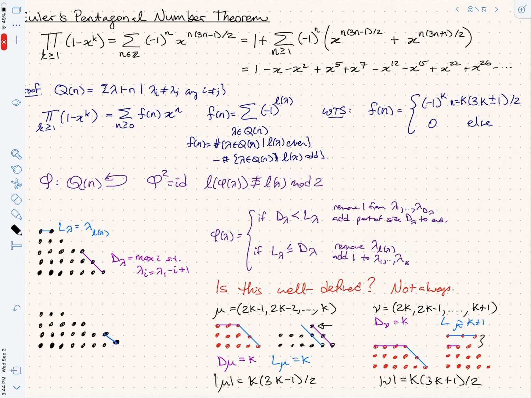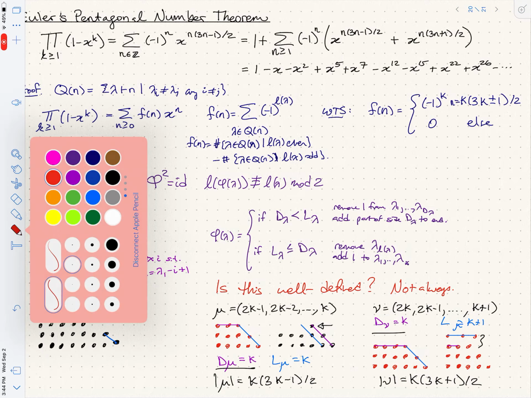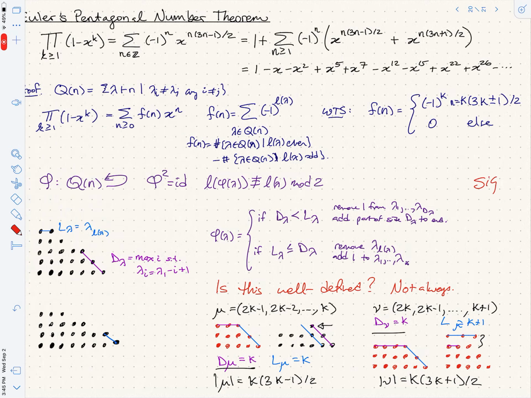And if you see here, what's the length? The length in both of these cases is k. So we have exactly k parts. And so the length is k, so we're exactly going to get this minus 1 to the k showing up is how we're going to count it. And this is the one fixed point that we have. So this is an example of what's called a sign reversing involution.